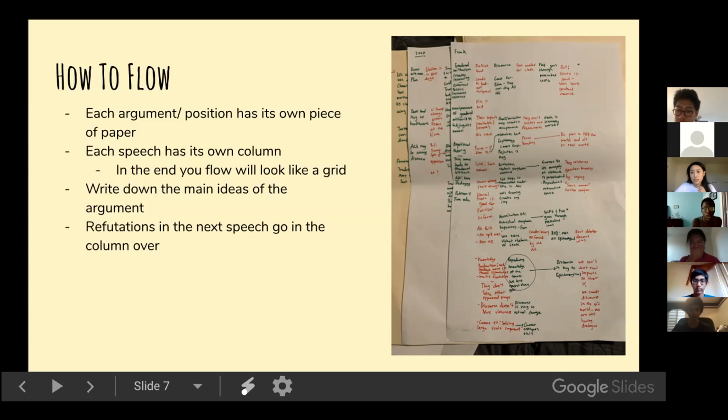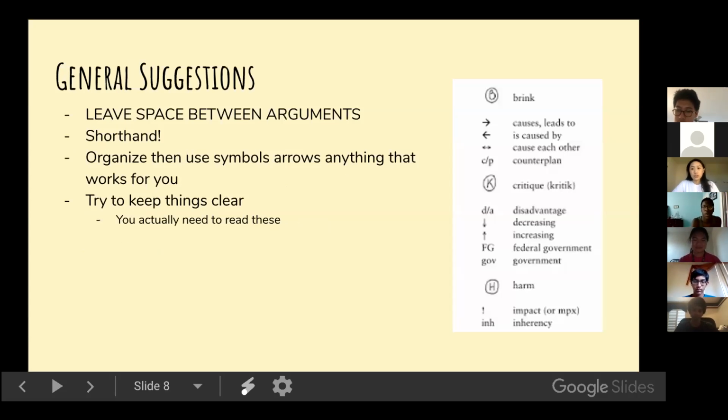Okay, cool. I see no questions. So a couple of general suggestions. Leave a lot of space between your arguments. The general rule of thumb, just like how you used to learn how to write in kindergarten where they had you put fingers in between each word, you're going to do that horizontally in between each argument.